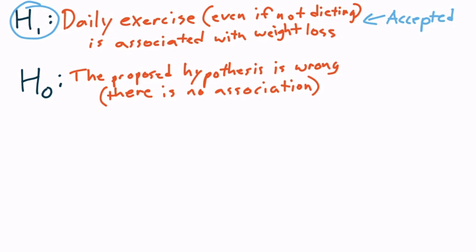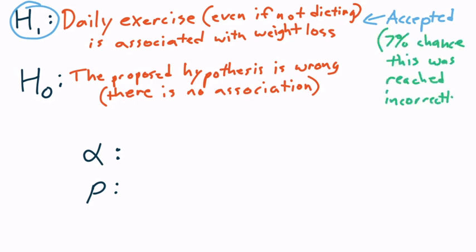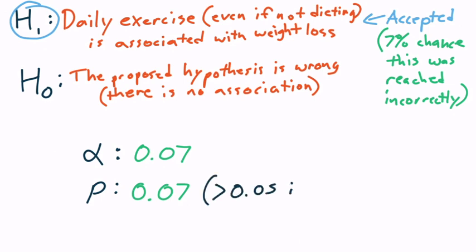The second part of the question asks us to find the alpha and the p-value. And we can find this based on the other information we were given. For example, we were told that there is a 7% chance they reach this conclusion incorrectly. So our p-value must be 0.07, and therefore our chance of making an alpha error is 0.07 as well. And recall that a p-value greater than 0.05 is unacceptable.